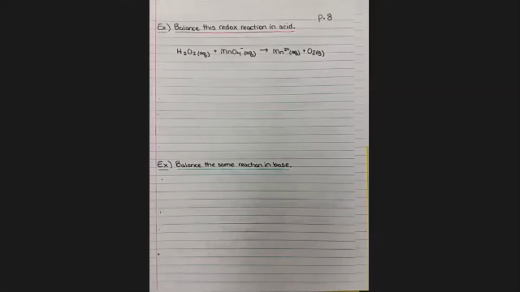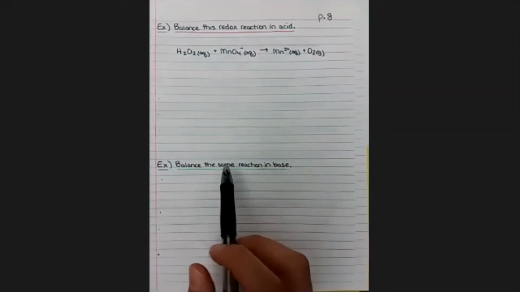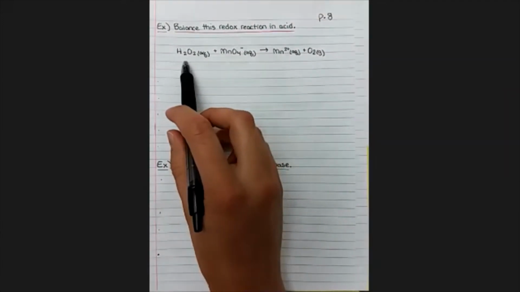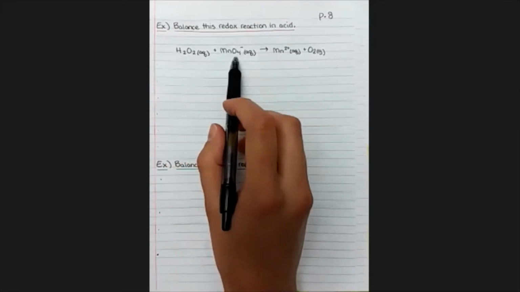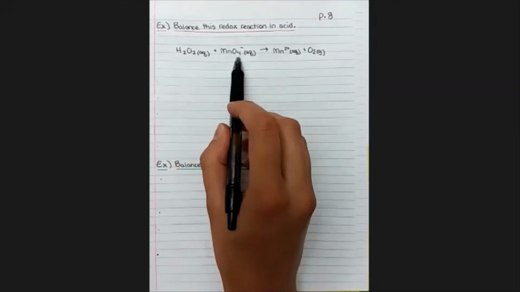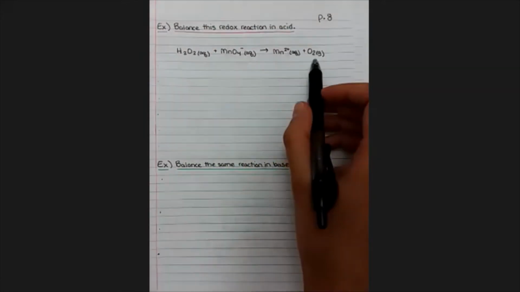Take a minute and write down the example, and then we'll see if we can balance this reaction in acid and then in base. So our reaction is hydrogen peroxide, or H2O2, aqueous solution, plus this polyatomic ion, which is called permanganate, MnO4-. And that produces manganese 2+ ion and oxygen gas.